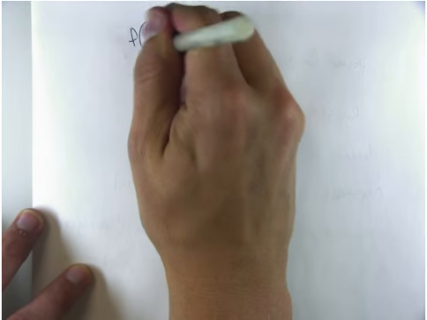Would that be like f of g of x? So f of g of x for us right now would be a composite function, right? F of g of x.